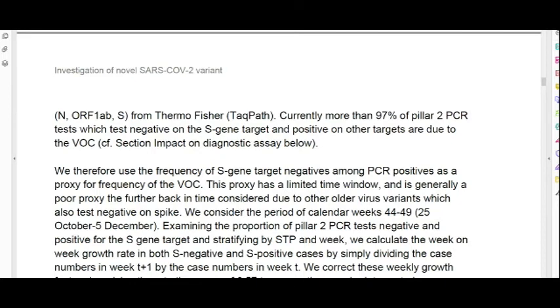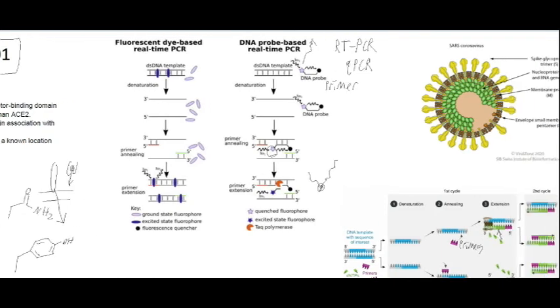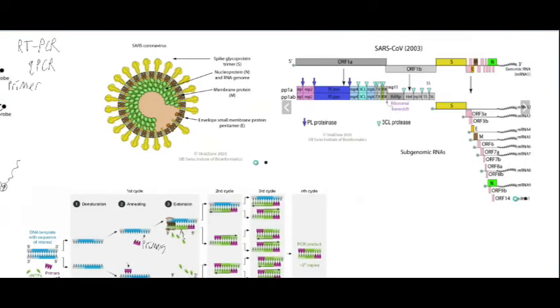They were probing for the open reading frame 1AB, and the spike protein on the virus genome. So we can see over here the nucleoprotein is the N. The S is the spike protein. Then we have these open reading frames here, and so they were probing for this right here, and they were probing for this right here.